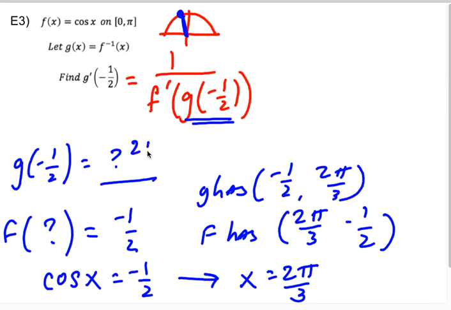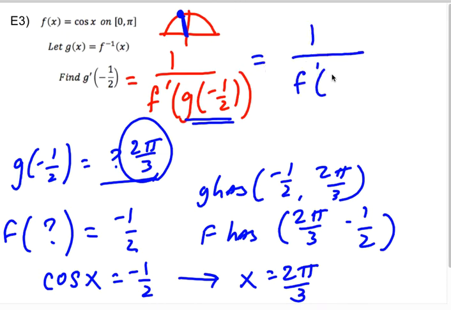So this is a 2 pi over 3. Once I know that's a 2 pi over 3, I know that what I'm trying to find is 1 over f prime of 2 pi over 3. Well, this problem gets a little more difficult because right now I don't have a nice handy value for f prime. I actually have to find it.